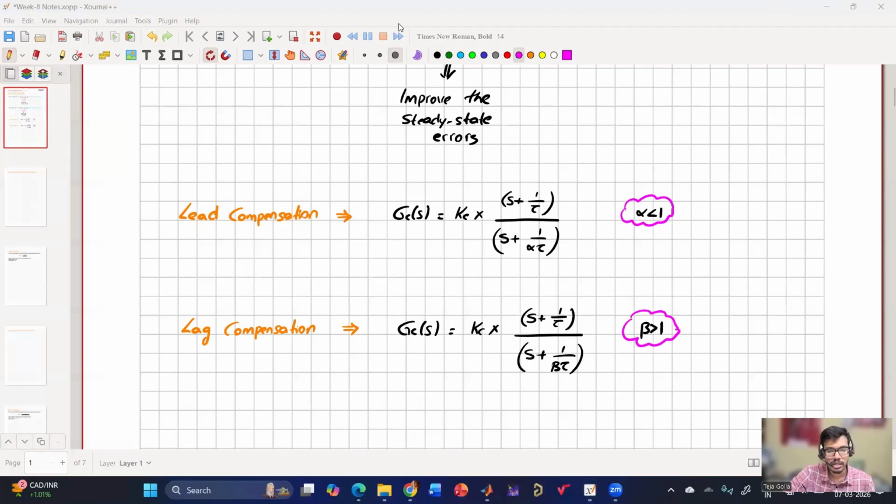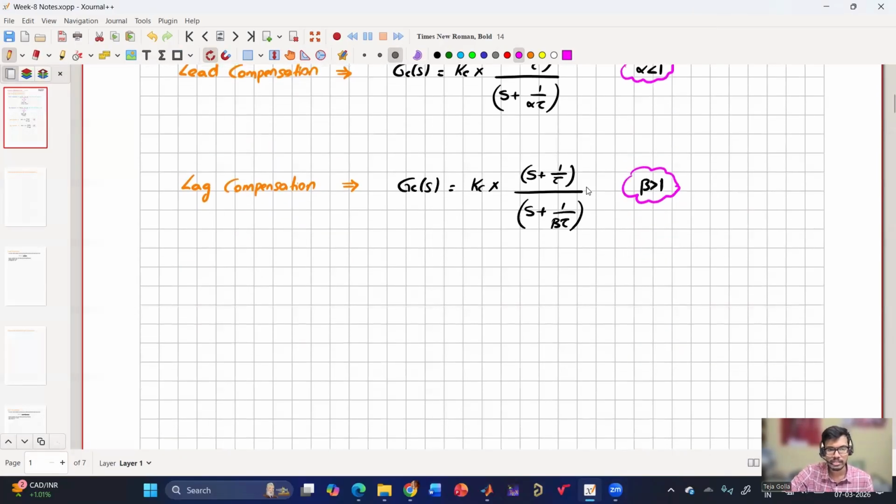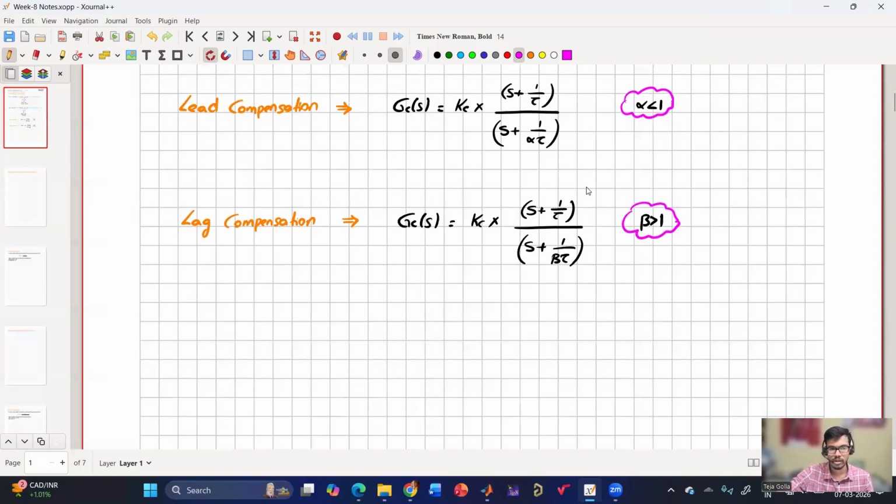Sir, can you please teach damping factor, Sanket? Yes, yes, yes. I'll also teach regarding the damping factor. Once I complete these transfer functions, I'll come to your question.